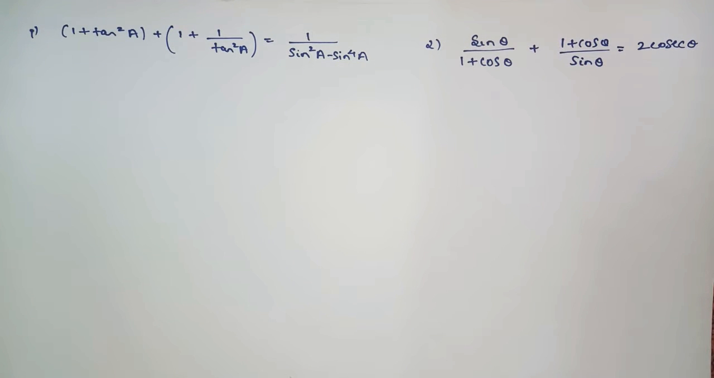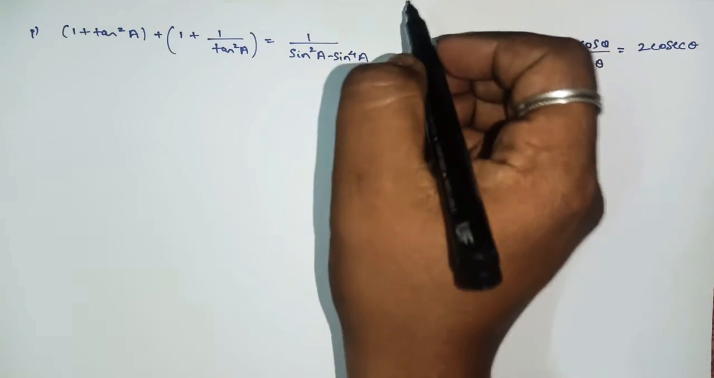Hello students, as in the last lecture, we had covered some sums based on exercise number 2.2. Now we'll see a few more sums from exercise 2.2, the sums based on "prove that." That means you have to show that left hand side equals right hand side. We'll take a few sums from question number 15.